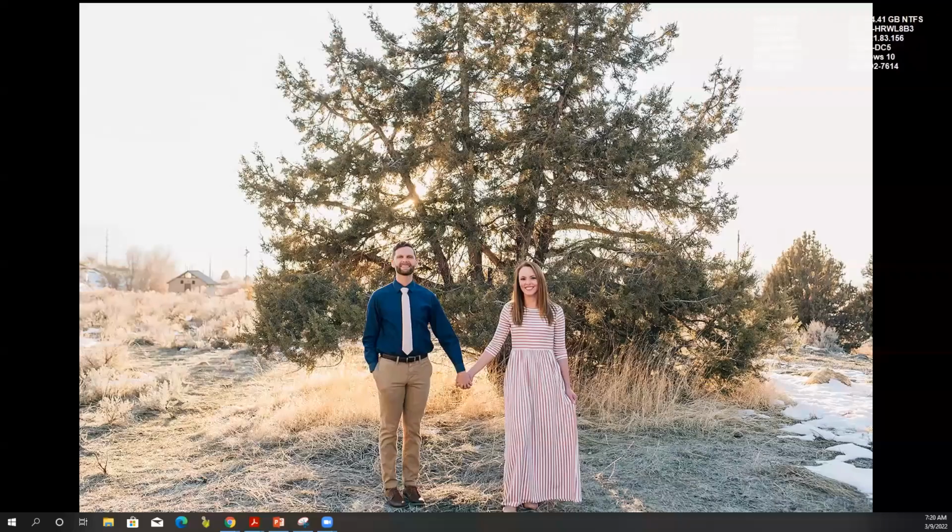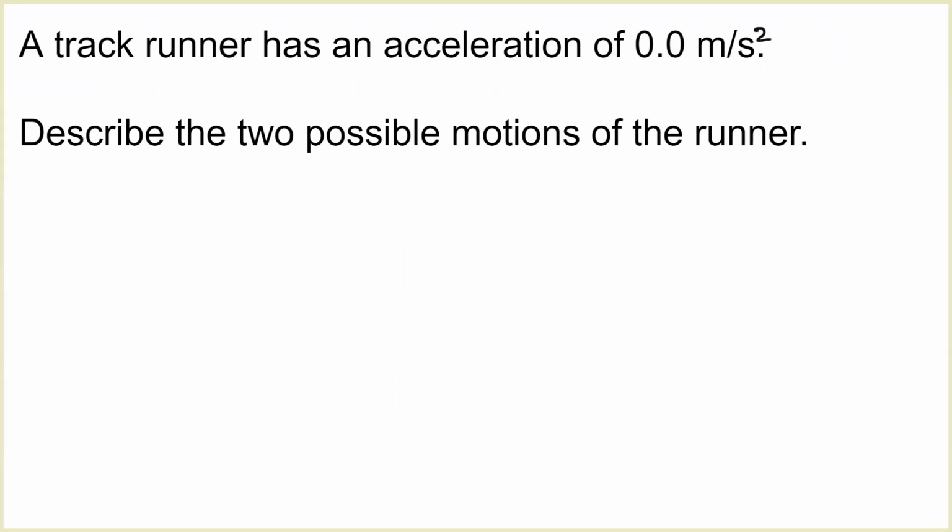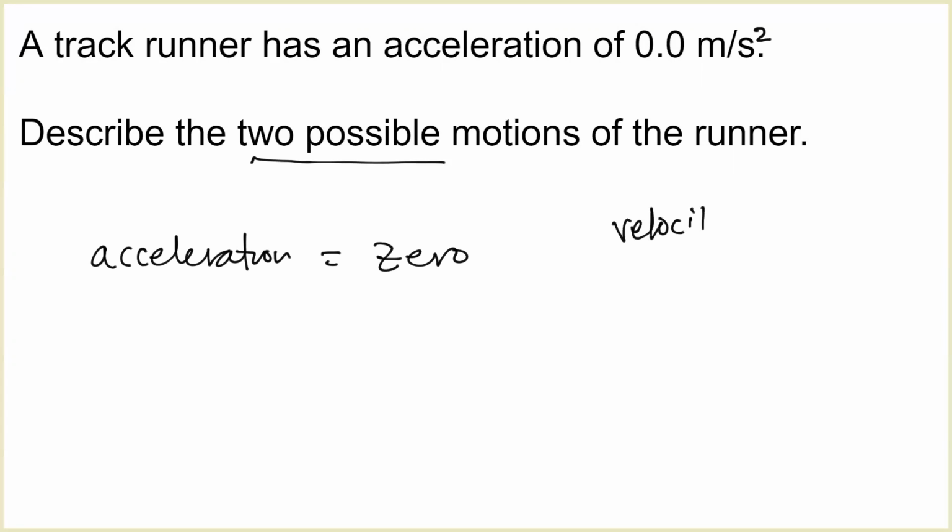Okay, our next question is, a track runner has an acceleration of 0.0 meters per second squared. And we want to describe the two possible motions of the runner. So if you have an acceleration of 0, the question is, what does this mean for velocity? Well, your acceleration is 0. That must mean that your velocity doesn't change.